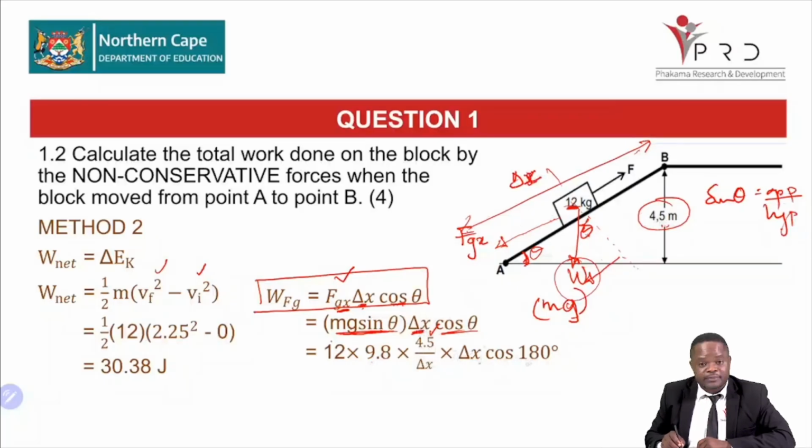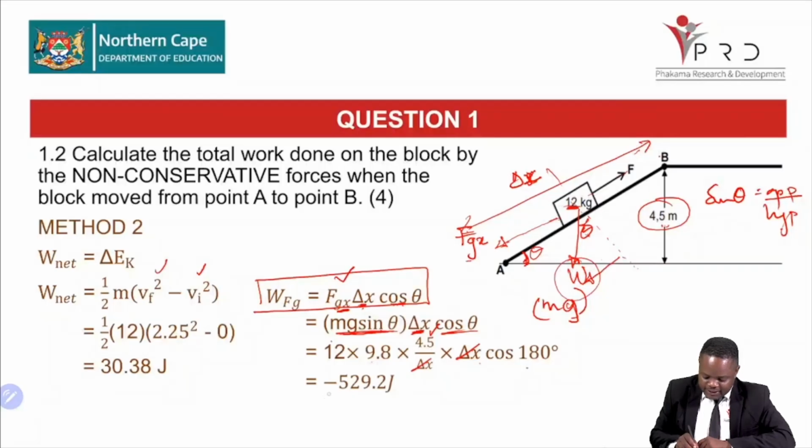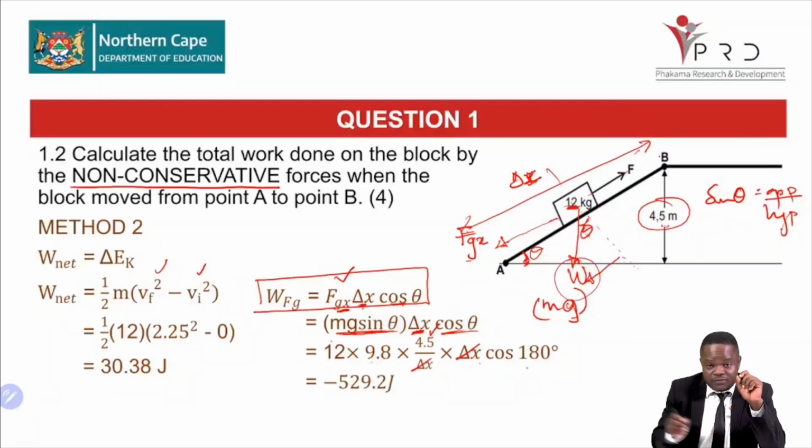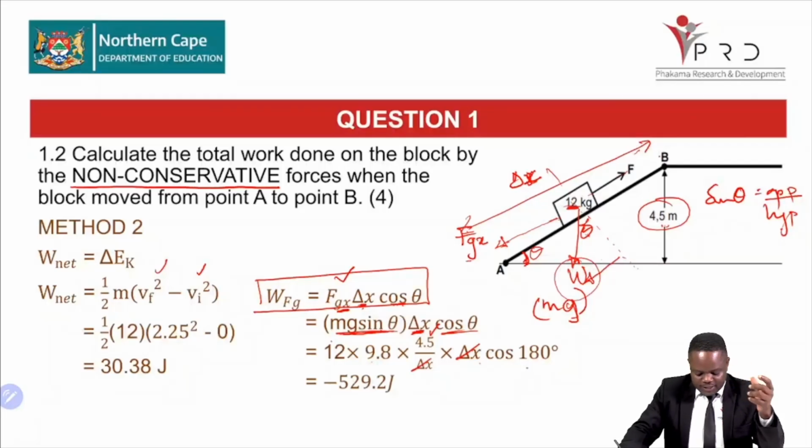And then cos 180. Why are we saying 180? Our displacement is upward. And then we're saying the weight component there is going downwards. And so this gives us an angle of 180 degrees between the weight component and our displacement. I hope you are following it, grade 12. So that and that are going to cancel. And then we solve that, giving us a negative 529 joules. Remember, our idea is to calculate the work done by the non-conservative forces. Right. So where does this take us to now?